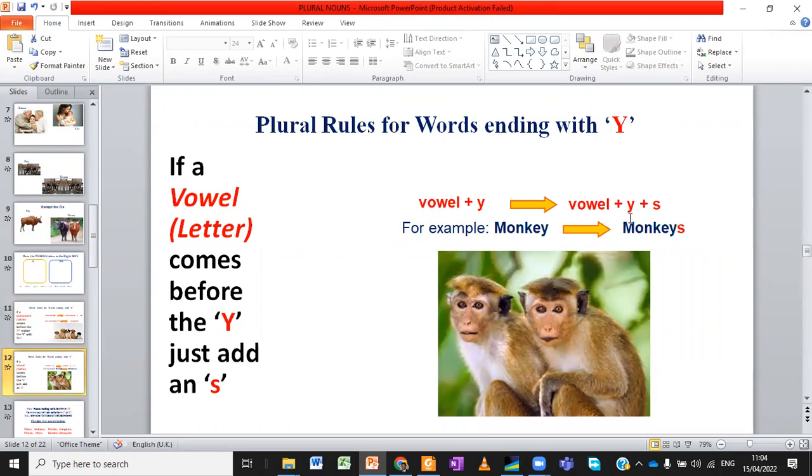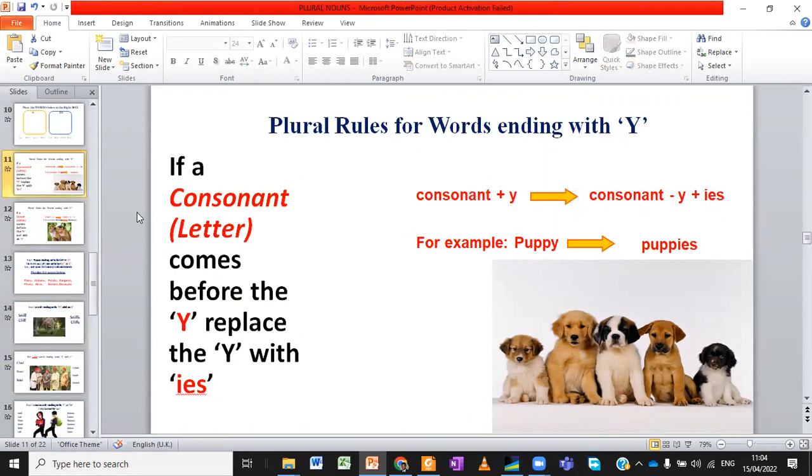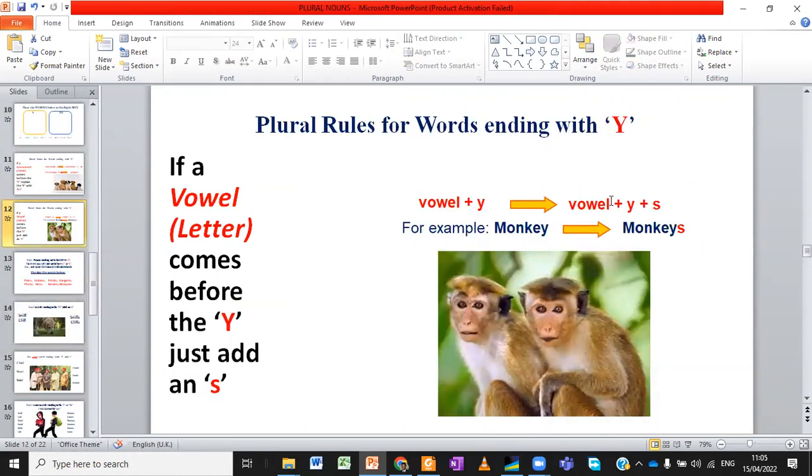We have monkeys. For the plural rules for words ending with Y, if the letter or the sound before the Y is a vowel, you just add an S. Remember here, I said, if the letter before the Y is a consonant letter, you add IES. But if the letter before the Y is a vowel, you just add S, like monkey. What else?